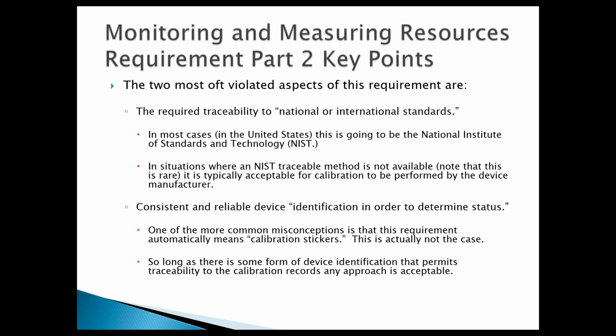And the unfortunate conclusion that some folks have reached, including auditors in some cases, is that this means calibration stickers. It doesn't. What it means is that the measurement devices need to be traceable to the calibration records. There's a lot of ways you can do that. Device numbers, serial numbers, etc. Something that gets you back to the calibration records. So identified in order to determine status, not necessarily identified showing status.